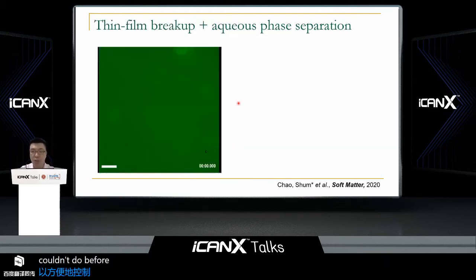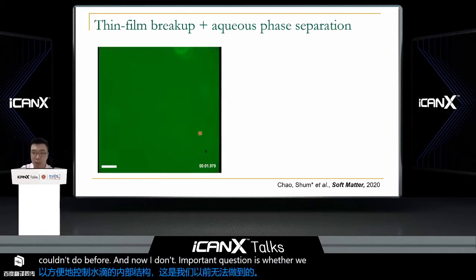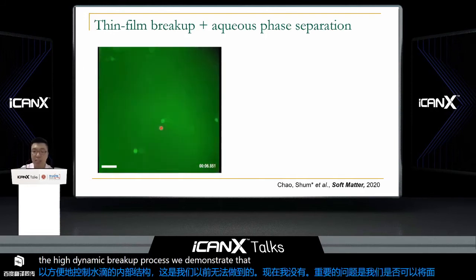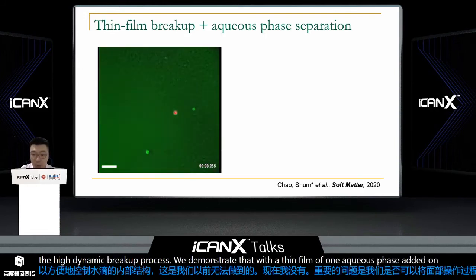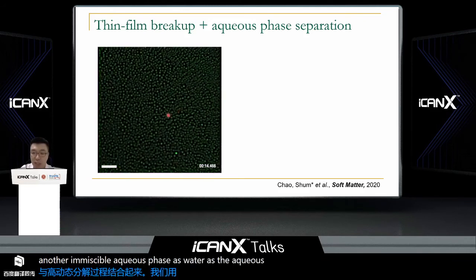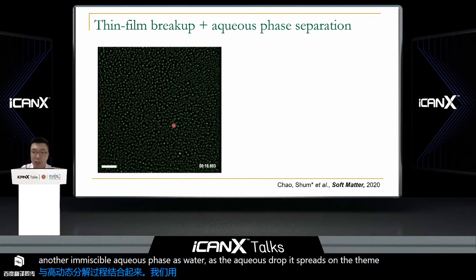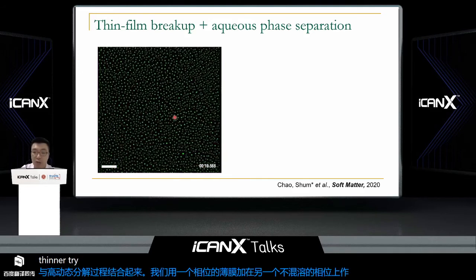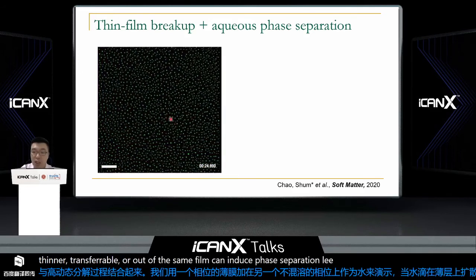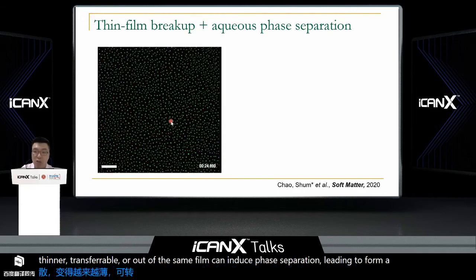Another important question is whether we can combine the phase separation process with the hydrodynamic breakup process. We demonstrate that with a thin film of 1 aqueous phase added on top of another immiscible aqueous phase, as the aqueous droplets spread on the thin layer and become thinner and thinner, transport of water out of the thin film can induce phase separation, leading to formation of these tiny droplets with pretty well-controlled sizes.